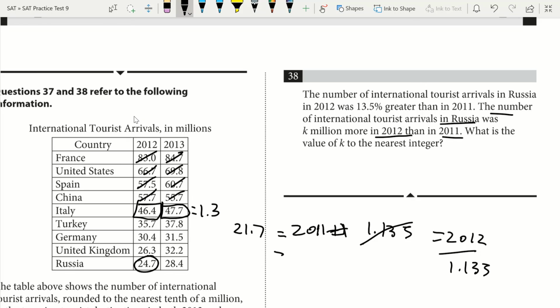We see that that difference is going to be about 3. So 24.7 minus 21.7 gives us about 3. So our answer there, rounded to the nearest integer, is 3.